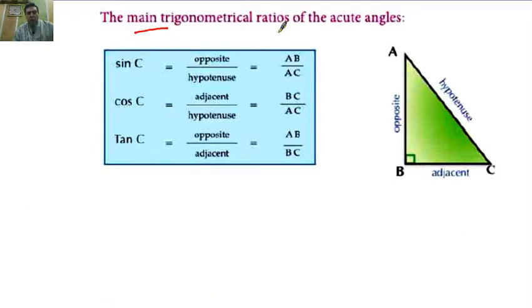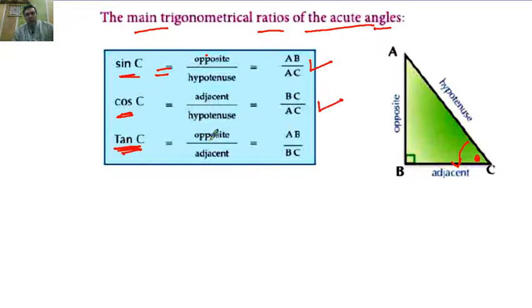The main trigonometrical ratios of the acute angles. Sine means opposite over hypotenuse. Sine C equals opposite over hypotenuse. For angle C, the opposite is AB, the hypotenuse is AC, so AB over AC. Cosine equals adjacent over hypotenuse. For angle C, the adjacent is BC, the hypotenuse is AC, then BC over AC.